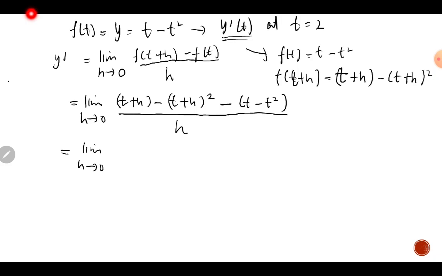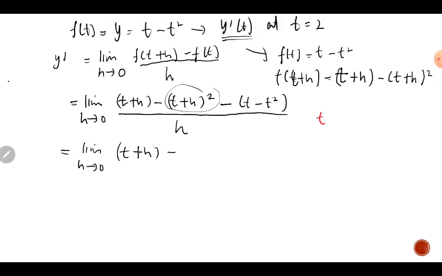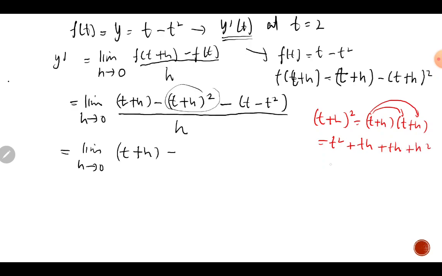Kita cuba expandkan dia. So kita ada t tambah h kat sini, and then minus with t tambah h square ni. Ni macam mana nak dapat ni? So you have to expand the t plus h. T plus h square ni kan dia sama dengan t tambah h darab dengan t tambah h. So you have to multiply. So we have t square tambah th tambah with th tambah with h square. So you have t square plus 2th plus with h square.